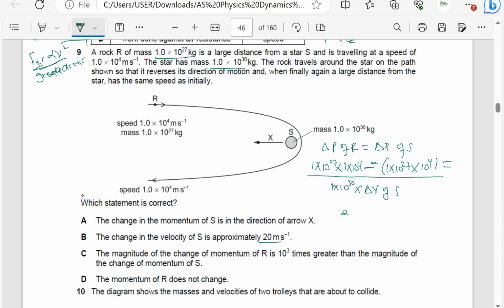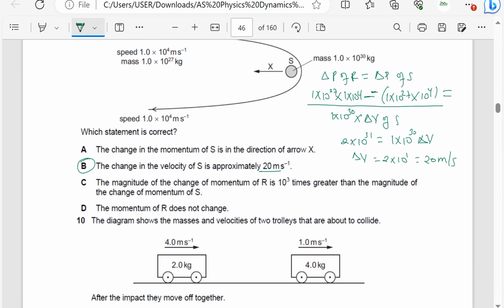So this is going to be 2 times 10 power 27 plus 4, that is 31, equal to 1 times 10 power 30 times the change in velocity for S. So the change in velocity for S is going to be 2 times 10 power 1, which is equal to 20 meters per second. So the change in the velocity of S is approximately 20 meters per second. So the answer is going to be B automatically. We can't have more than one correct answer.